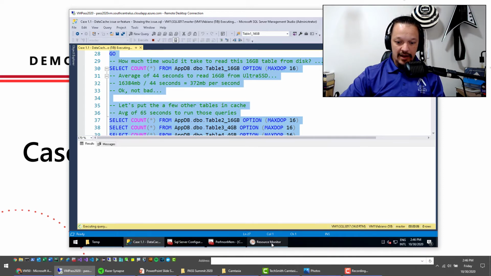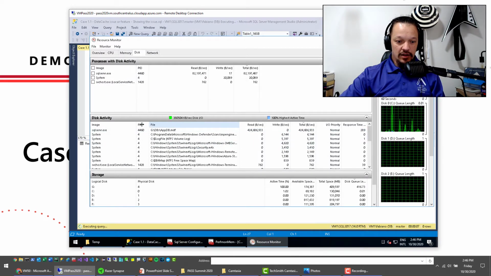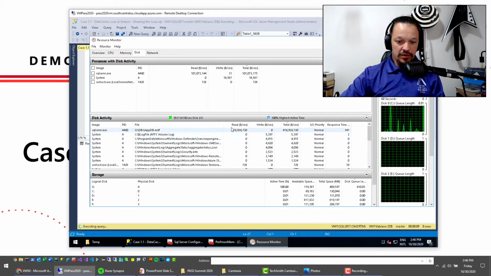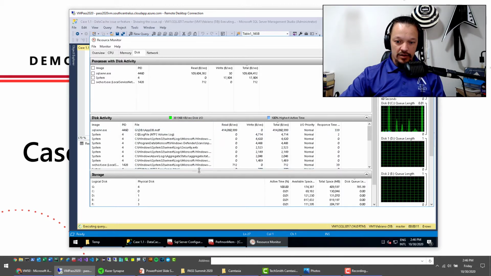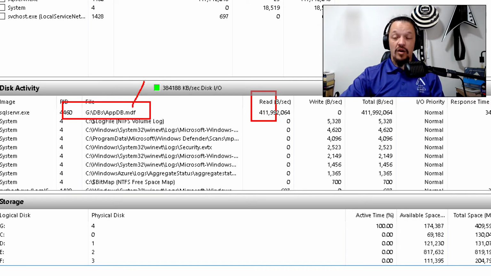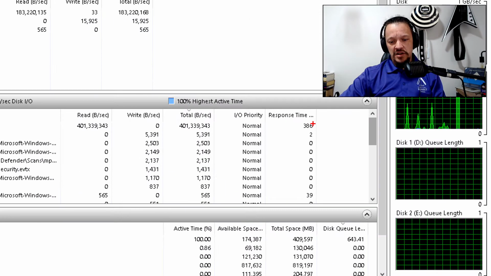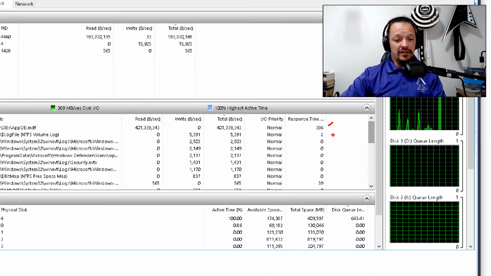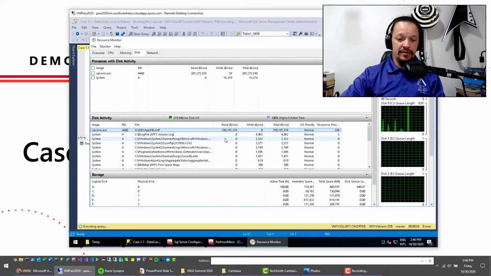And while it's running, I have resource monitor opened here. And as you can see, this is pretty cool, isn't it? The performance here is really nice. I'm reading from the data file about 400 megabytes per second. That's really cool. Even though the response time is not that bad, it's not that good, but it's okay. 400, I can live with that.